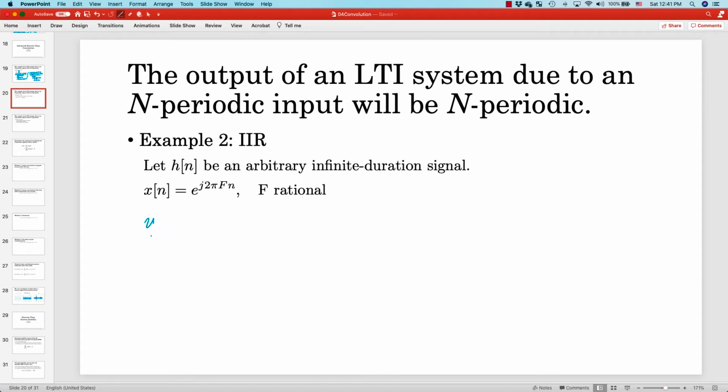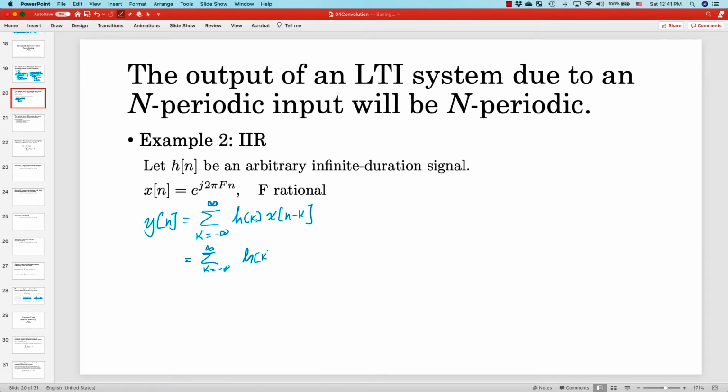Okay, so let's set up the convolution, which is going to be the sum, k running from negative infinity to infinity, of h of k, again I'm swapping the order of convolution here, times x of n minus k. Now I don't have a form for h of k, so all the work has to be done here in the x signal. So this is going to be the sum over all k's.